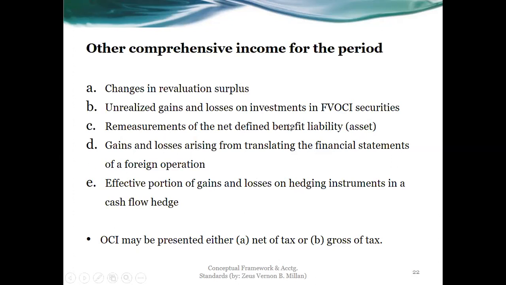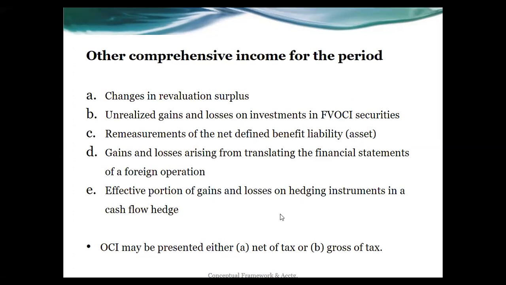And E, if we are going to protect ourselves against fluctuations of cash flows of our assets and liabilities, could be inflows and outflows, the effective portion will have to be part of OCI. Again, we don't have to memorize these five yet, but at least we can familiarize ourselves with these items as of this point in time. Then OCI may be presented either net of tax or gross of tax. However, because profit or loss is already net of the tax effect, OCI will have to be added to the items here net of tax.